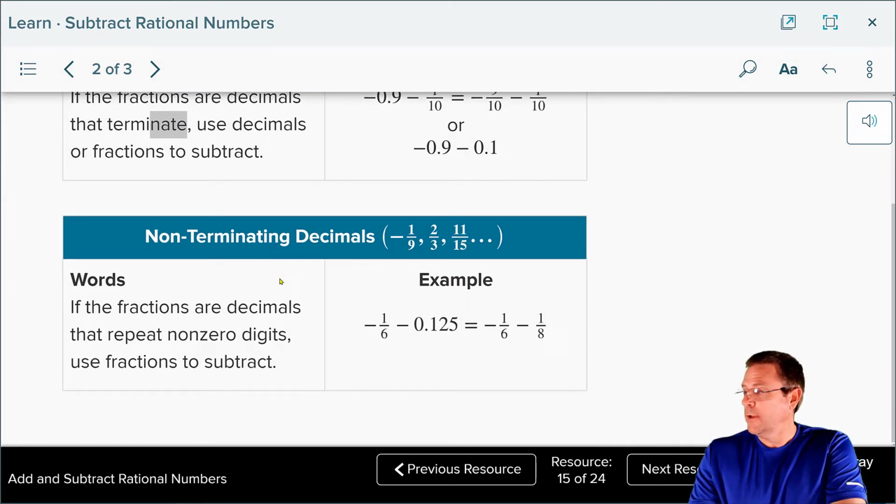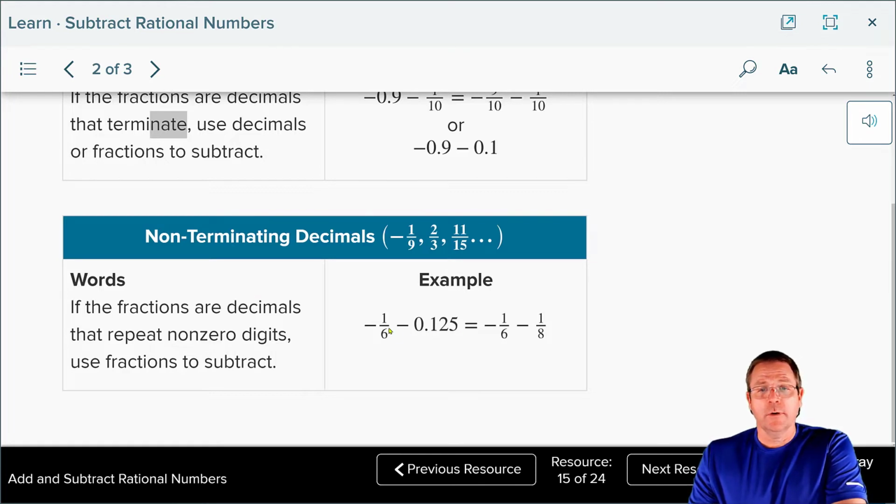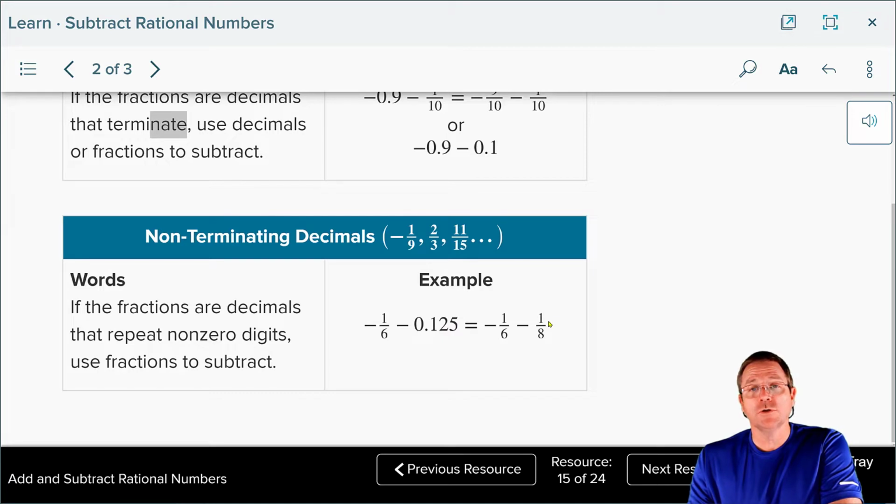However, if you end up with non-terminating decimals, for example 1/9, 2/3, things of that nature, then you're going to have to work them as fractions. So 1 over 6, that's going to be a non-terminating decimal. So you have to convert the 1.25 into the fraction, which is going to be 1 over 8, and then solve it from there.